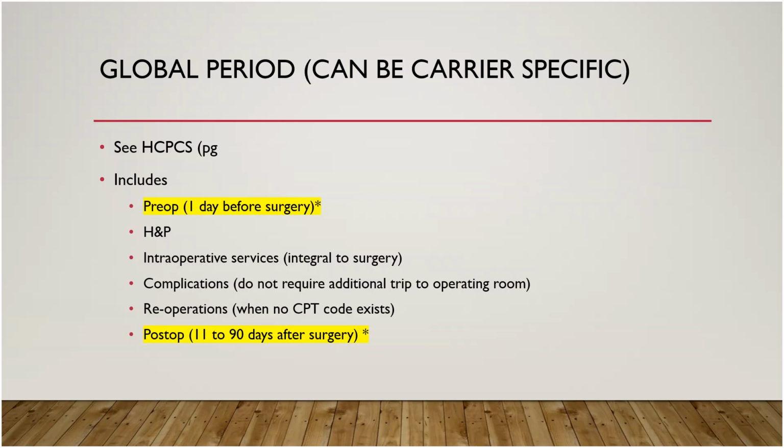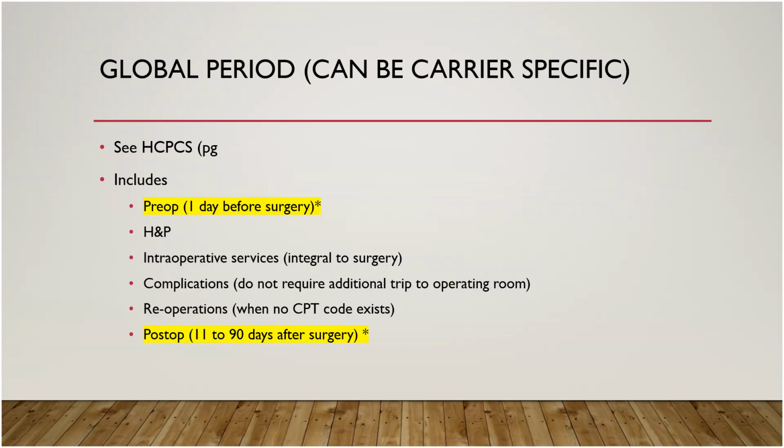Your H&P, your intraoperative services, what's integral to the surgery, complications that do not require a return to the operating room. So we can have complications that the patient sees, like they do become anemic, but they didn't have to go back to the operating room. So those would be considered part of the global period. Reoperations: if there is a CPT code for reoperation of any sort, then we are going to bill that. We're going to code that separately.